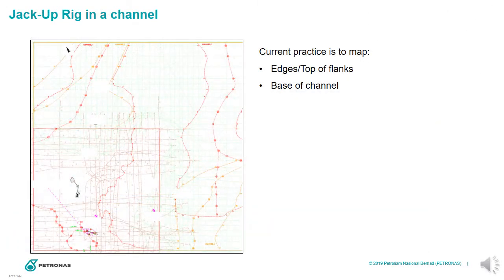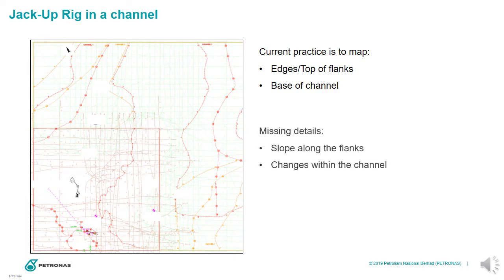So, the current practice for site surveys is to map the edges along the top of the flanks and also the base of the channel. Generally, this should be sufficient to get a location approval, even though there are some missing details of the channel.